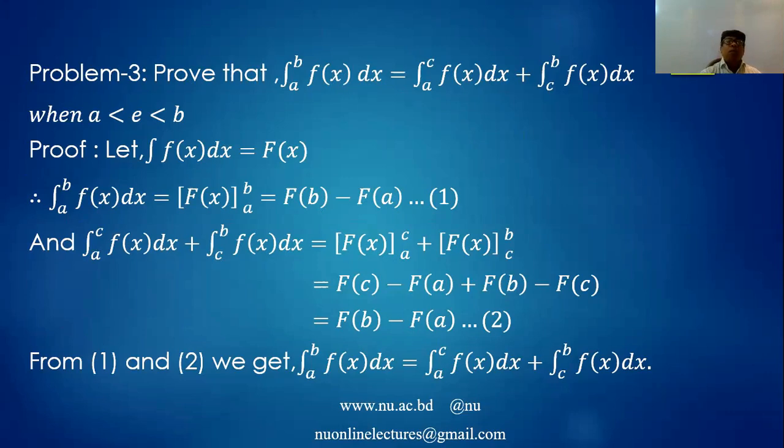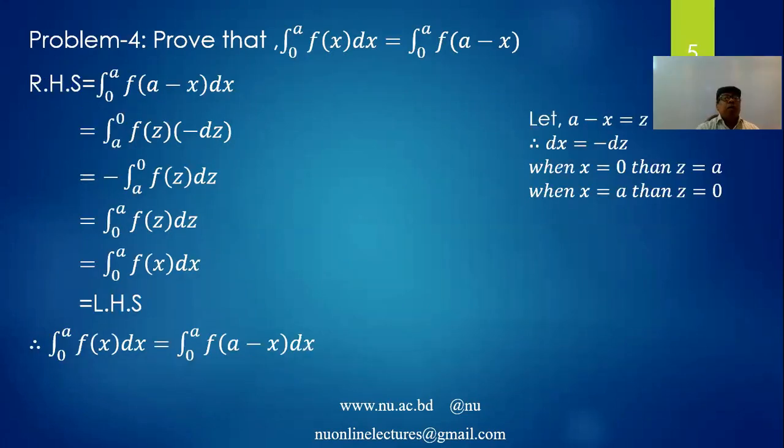Number four problem: prove that the integration 0 to a f of x dx equals the integration 0 to a f of a minus x dx. My dear students, I'm taking the right side, integration 0 to a f of a minus x dx. Let a minus x equal to z. Therefore, after differentiating with respect to x, dx equals minus dz.